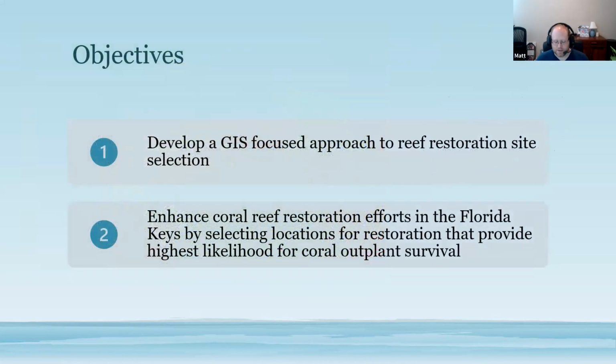So the primary objectives of this project are to develop a GIS-focused approach to reef restoration site selection, and to enhance coral reef restoration efforts in the Florida Keys by selecting locations for restoration that provide the highest likelihood for coral outplant survival. The area of focus for this project is the Florida Keys due to the abundant geographic data available for the region, though the method should be applicable to any geographic region.